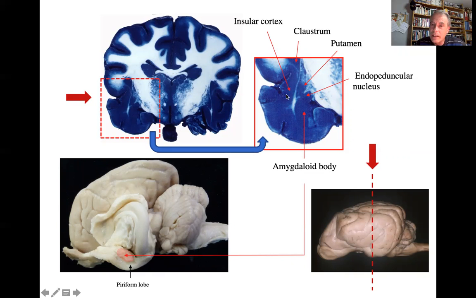Okay, and this insular cortex is closely related with the rest of the basal nuclei such as the putamen, claustrum, and endopeduncular nucleus. This is part of the pallidum. And also this nucleus here that is hidden in the piriform lobe. This is the piriform lobe. And you know, we will see later, this is part of the paleocortex with the olfactory bulb, olfactory peduncle, and piriform lobe. And hidden inside, we have the amygdaloid body. So look at the relations between the insular cortex, putamen, claustrum, and the amygdaloid body, and this is entorhinal cortex, part of the piriform lobe.